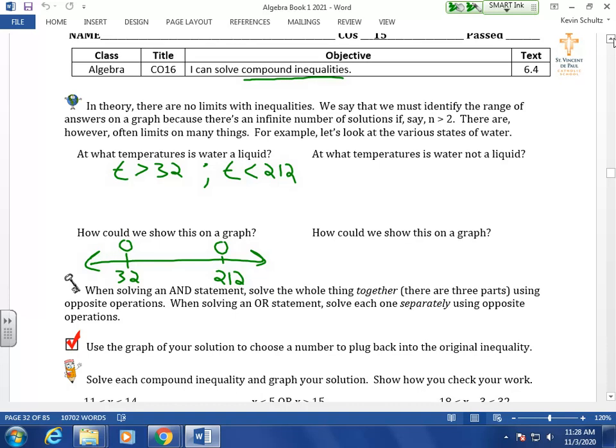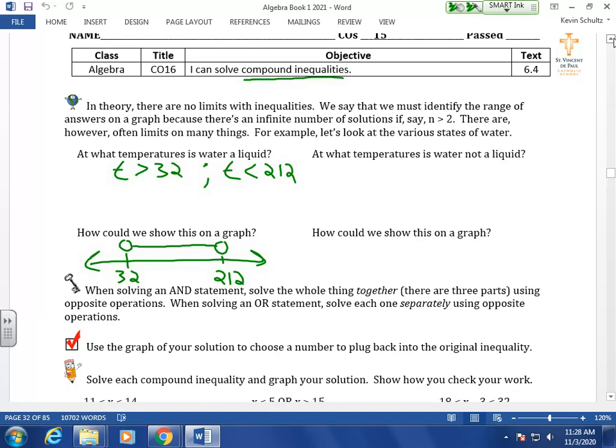And then to show the range of temperatures that water could be as a liquid, we're going to be connecting those 2 values. It's not an arrow, because the range of temperatures for which water is a liquid does not go on forever. It's got a beginning point and an end point. Geometry, folks, this is kind of like a segment, isn't it?